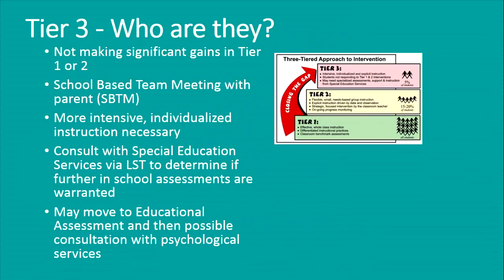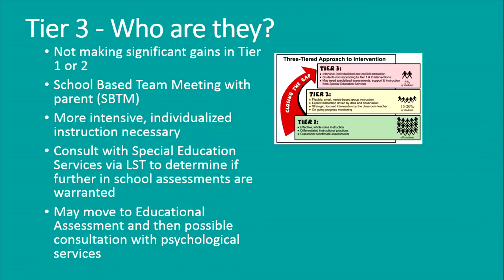Tier 3 is intensive, individualized, and explicit instruction. The students are not responding to the interventions of Tier 1 and Tier 2. Another school-based team meeting with parents should be held, discussion about the need for more intensive, individualized instruction, and possible next steps discussed. At this point, the LST may consult with Special Education Services to determine if further school assessment are warranted.